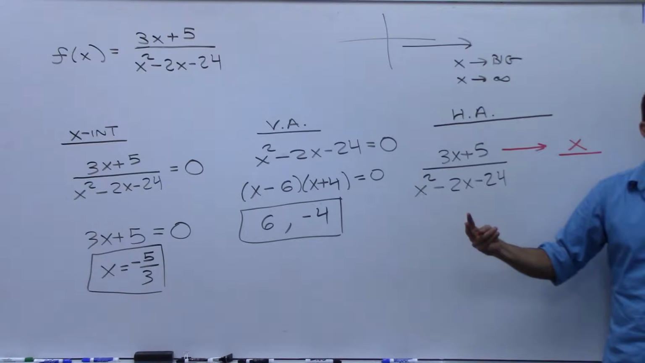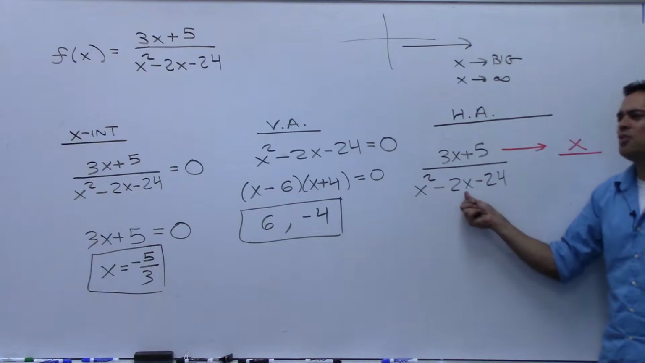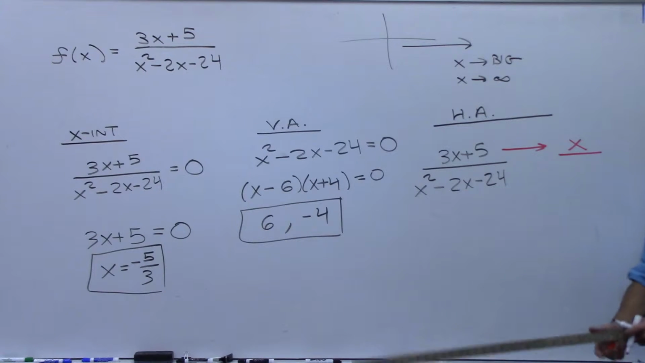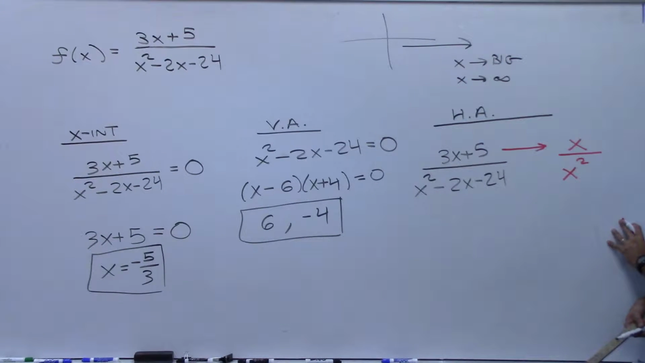Do you agree? Take 1,000, square it. How much bigger is that than 2 times 1,000? A lot bigger. So we're looking at the dominant terms in this thing. The dominant term here is x squared. You with me? Yes? Yes, yes.